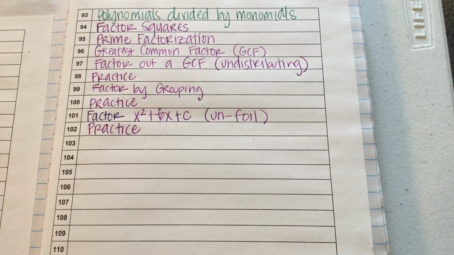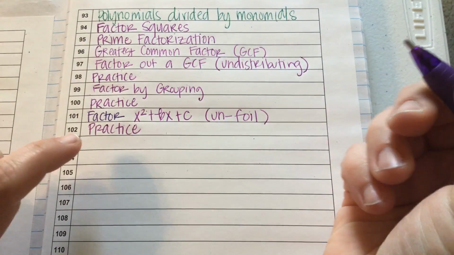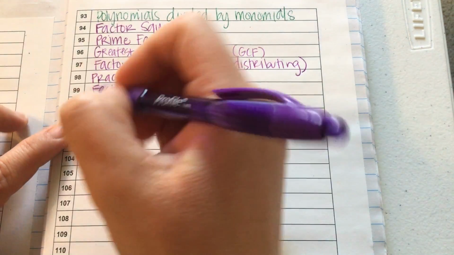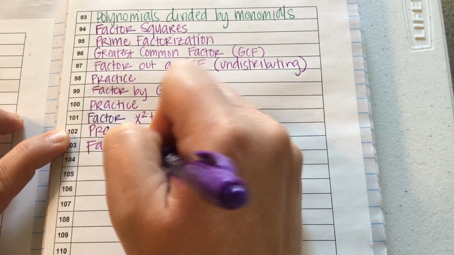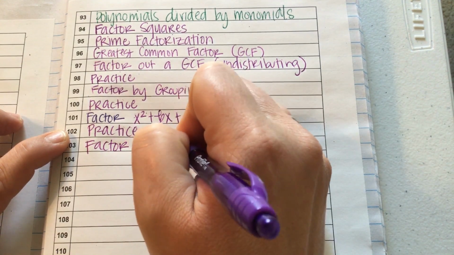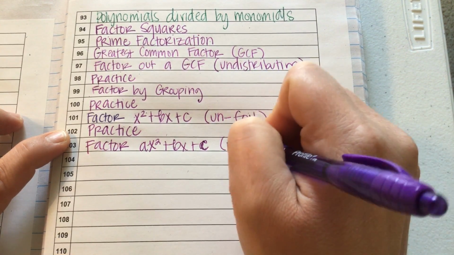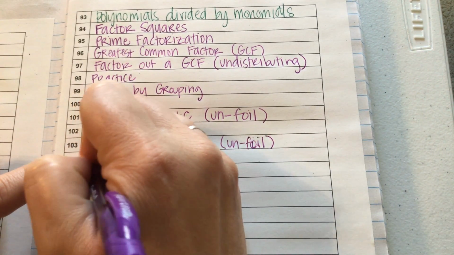Okay, we are continuing on with factoring. We're still sticking with this trinomial idea, but today we are factoring with a leading coefficient. In our previous lesson the leading coefficient was 1. Today we are going to factor ax squared plus bx plus c. It's still going to be unfoiling, but we are going to have a leading coefficient today.